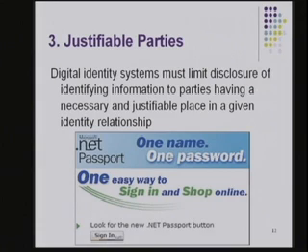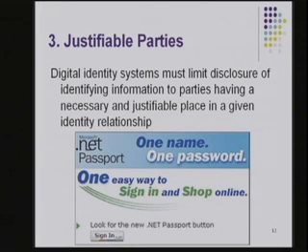The third condition, justifiable parties. Digital identity systems must limit disclosure of identifying information to parties having necessary and justifiable place in an identity relationship. This is a very important point and is well taken by Microsoft as they put the example of .NET Passport. One of the main reasons why .NET Passport did not work is that the users didn't like to go through Microsoft for any and every website that they visit. So if I go to Amazon and buy a book, or I go to eBay and buy some product, why do I have to go through Microsoft .NET Passport?